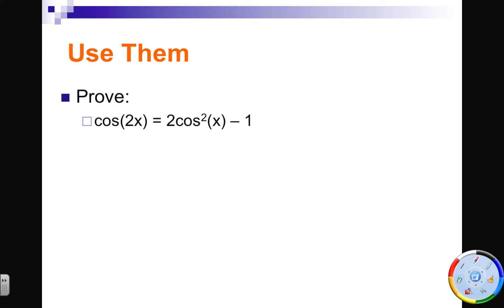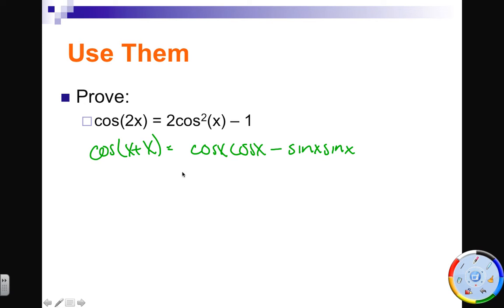Prove these two statements are equal. Now, here's the thing. This is the double angle identity. But I want to prove that it's true, and I want to use the sum identity to prove that it's true, kind of like I said just a couple minutes ago. I want to rewrite this as cosine of x plus x, and I can rewrite that as cosine x cosine x minus sine x sine x. Well, cosine x times cosine x is cosine squared. And you notice I get cosine squared minus sine squared.